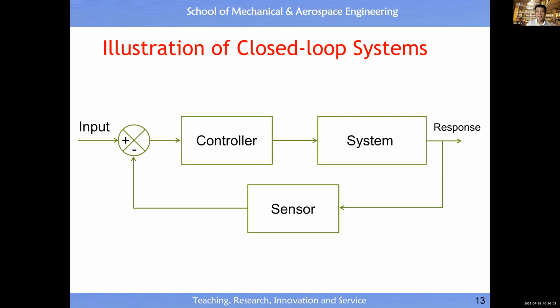From here you will see, this is the actual output. Response means actual output. Input means the desired output. It's like I want to set the room temperature to be 25 degrees. Then we use a sensor to measure the actual room temperature, maybe 20 degrees. Then there's a difference of 5 degrees. That is the error. Then we use the error to make a decision about whether I want to increase the temperature or reduce the temperature until the error becomes 0.